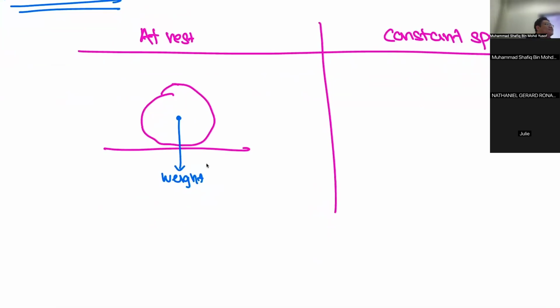Because it's at rest, so no movement, so it cannot have friction. So what other things might you have? Something about when objects come in contact with each other. Anya? Normal force.